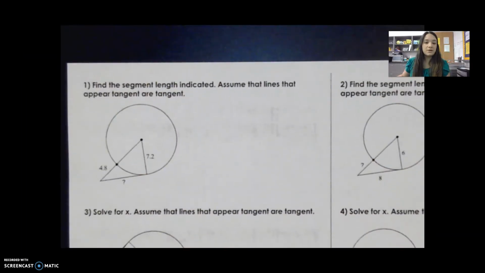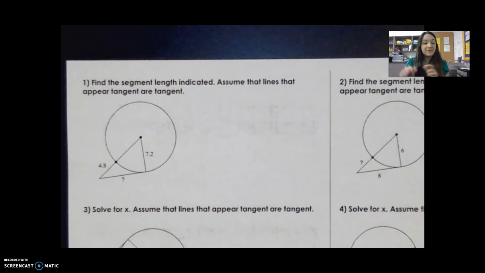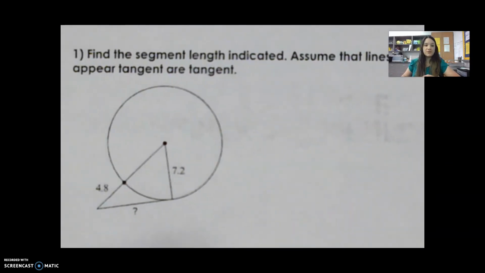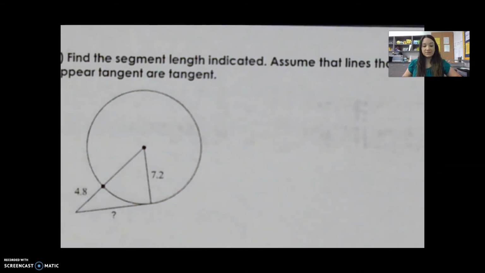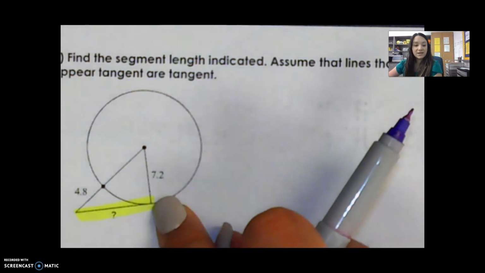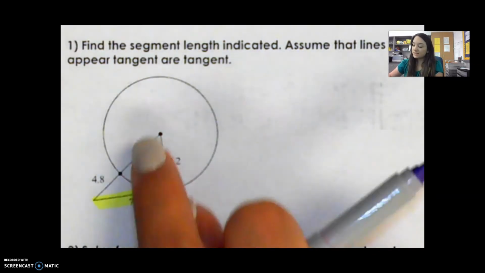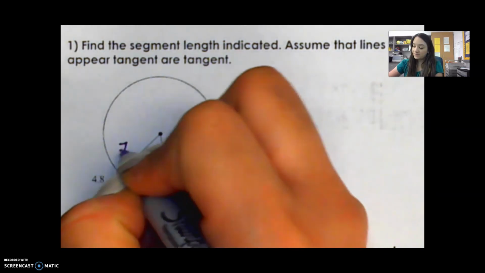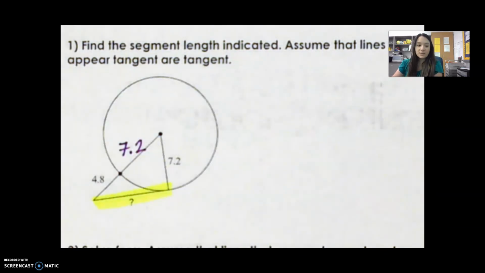So when we get to these examples, it says find the segment length indicated. Assume that these lines that appear tangent are tangent to each other. Let me zoom in. All right, so it wants us to figure out this missing piece on the bottom right here. So I'm just going to highlight it. That's what we need to find. Now we've got a tangent line and we've got a radius. I know that this piece right here is a radius and it's 7.2. This is also a radius, so it is 7.2.